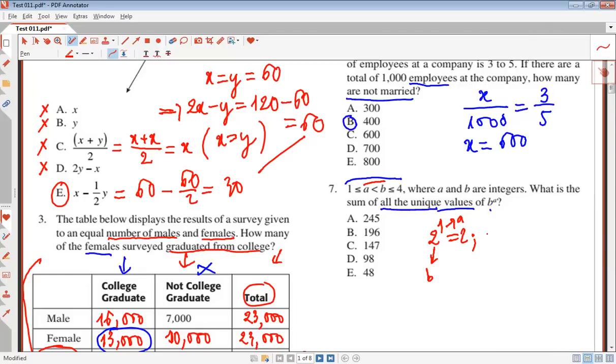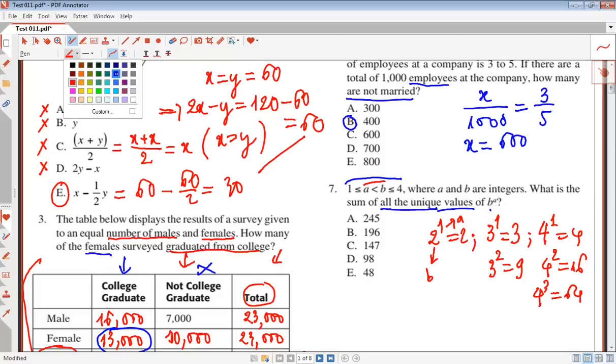Next, we check with the number 3 for b. 3 raised to the power of 1 is 3, and 3 to the power of 2 is 9. No more. And the final is b equal to 4. 4 raised to the power 1 is 4, 4 raised to the power 2 is 16, and 4 raised to the power of 3 is 64.